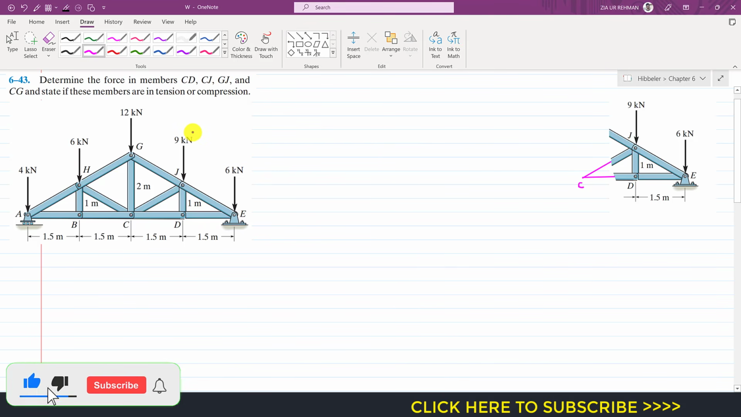Now we are going to solve this particular problem, which says to determine the force in member CD. So this is CD, CJ, GJ and CG. We will solve this problem by using the method of sections.